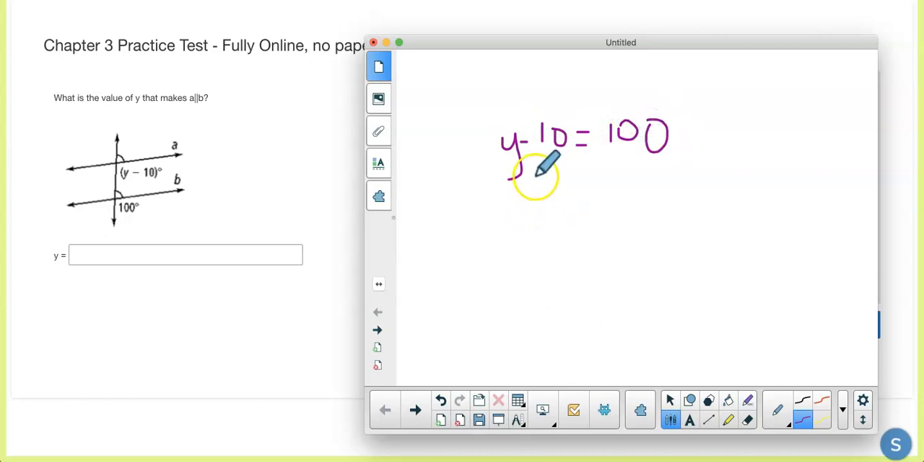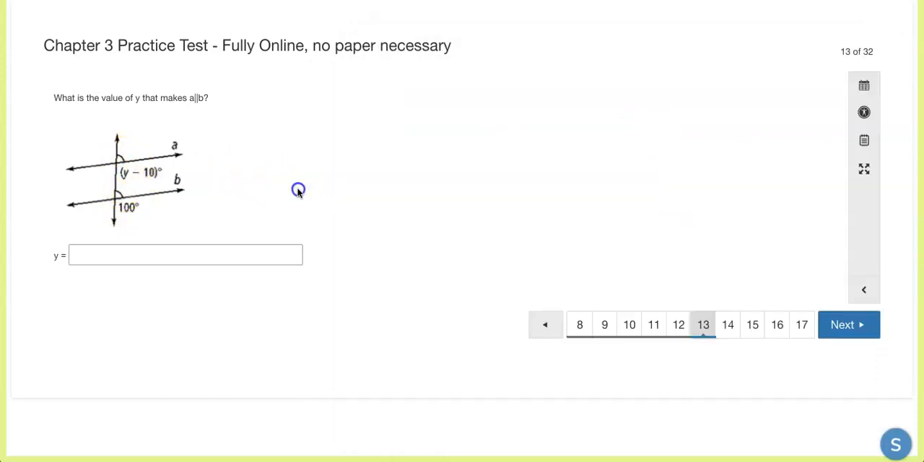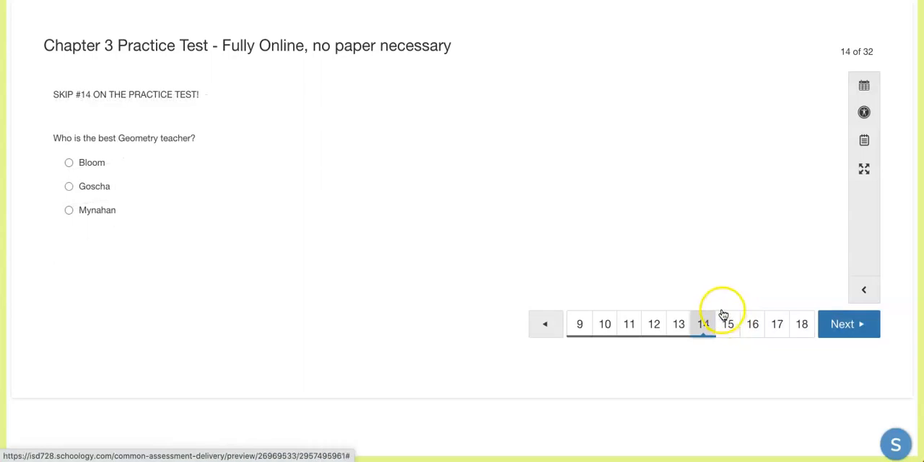All I got to do for that is add 10 to both sides. And I see that y has to be 110 degrees. So when you get something like this, you're either setting them equal to each other or equal to 180. Since these were corresponding, they have to be equal to each other. So what did I just say? Y has to be 110. This one's obvious. No explanation needed.